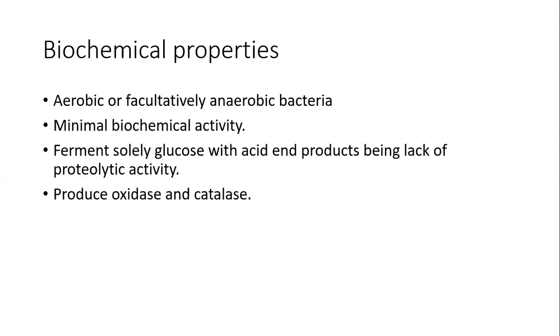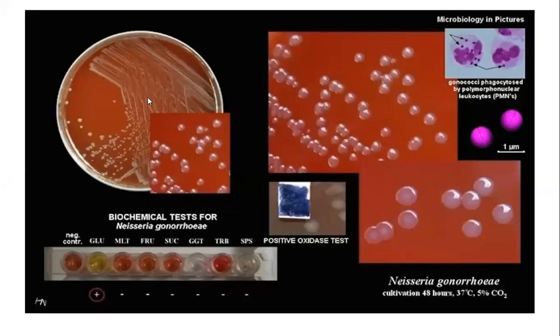Biochemical properties: they are aerobic or facultative anaerobic bacteria with minimal biochemical activity. They ferment soluble glucose with acid products, lack proteolytic activity, and produce oxidase and catalase. Here you can see how they grow on the blood media: they grow with transparent, not big colonies.